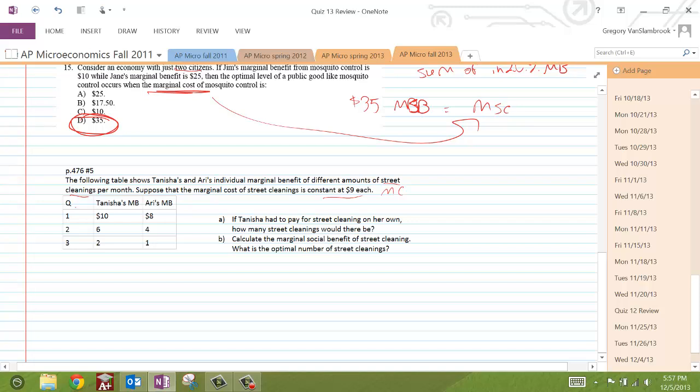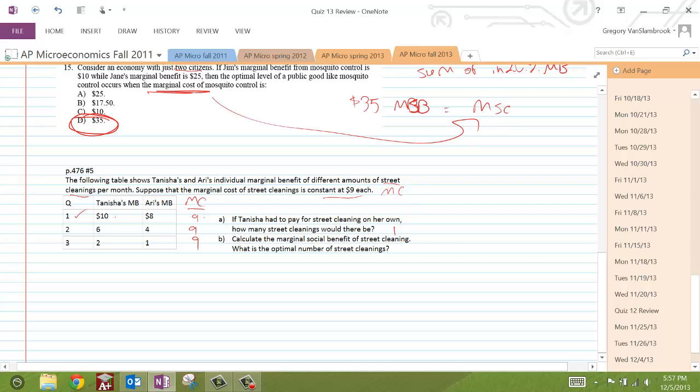A asks, if Tanisha had to pay for street cleaning on her own, how many street cleanings would there be? So Tanisha values the first unit of street cleaning at $10. And the cost of the first unit of street cleaning, the marginal cost, is $9. It's $9 for each street cleaning. So she would buy the first one because her benefit is greater than the cost. The second one, she gets $6 out of it. The cost is $9, so she wouldn't buy the second one. So the answer is 1. She would choose to buy 1 street cleaning per month if she were paying for it on her own. She would still get that benefit. She would get more than the cost.